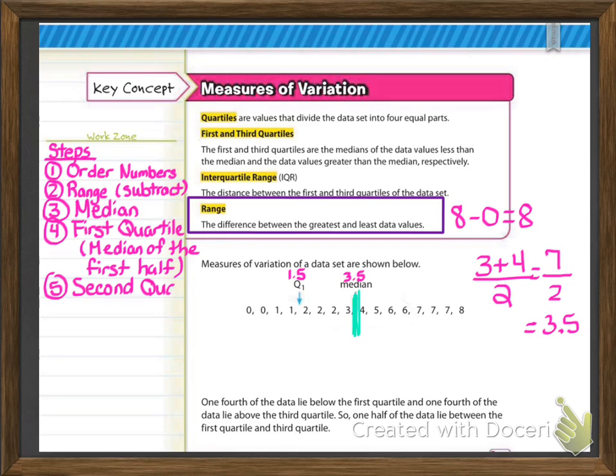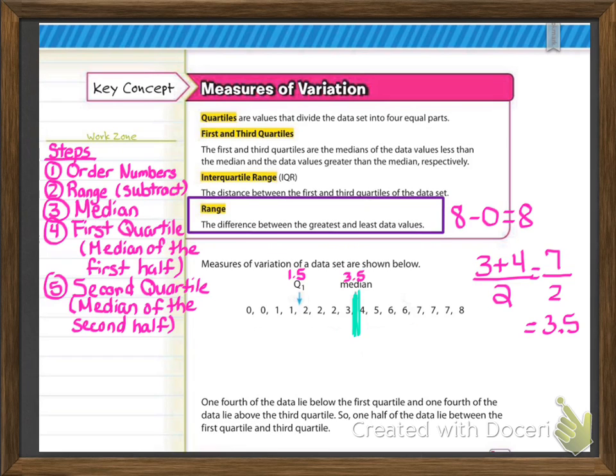Now we're going to find the second quartile. And I wrote second here. It's really the third quartile. So let's go ahead and fix that word right here. What we're going to do now is find the third quartile, not the second quartile, because the second quartile, think about it, is your median. This one right here, smack dab in the middle. So let's go ahead and change this to second quartile.